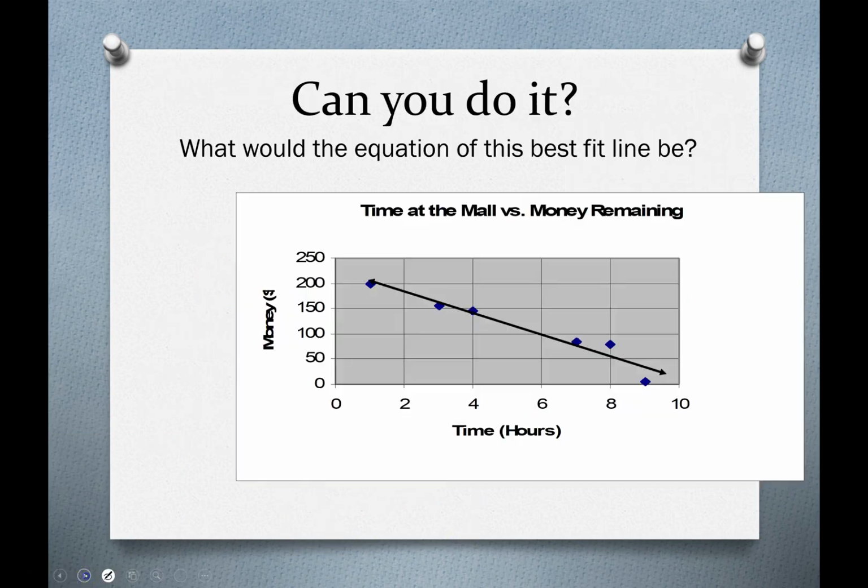All right. Let's tackle one that's harder. We're going to tackle one that's more difficult because this is what you'll be given as a problem on a quiz or a test, and it's more realistic. A real-life situation doesn't necessarily have a perfect slope or y-intercept.